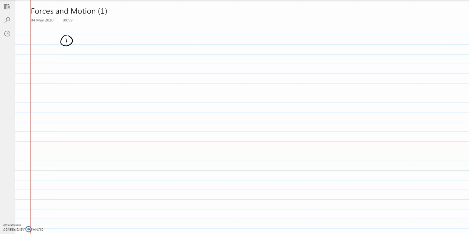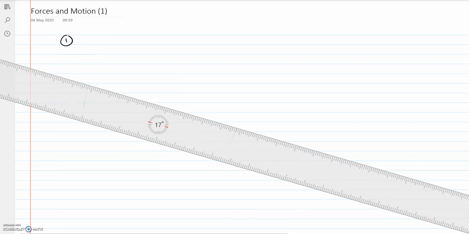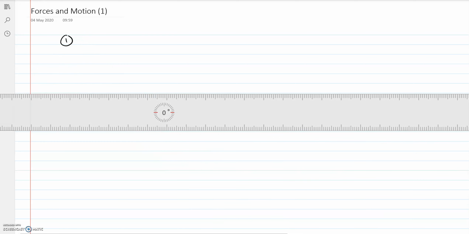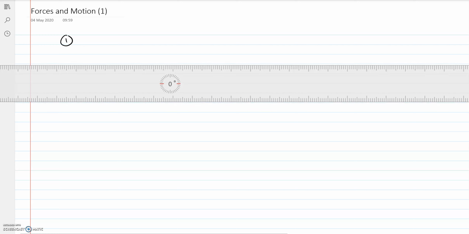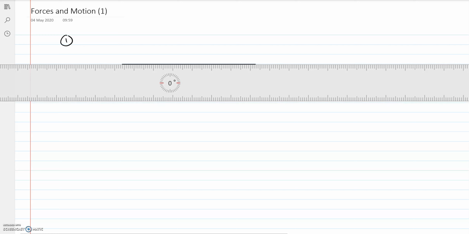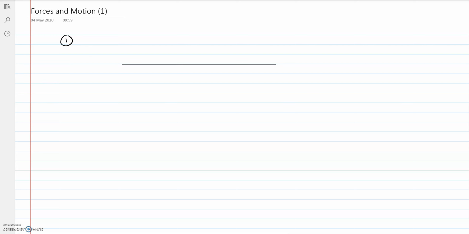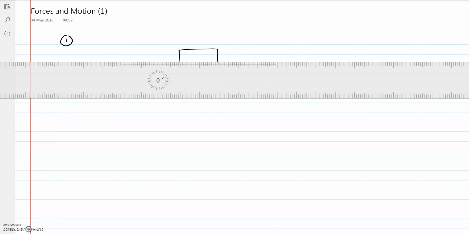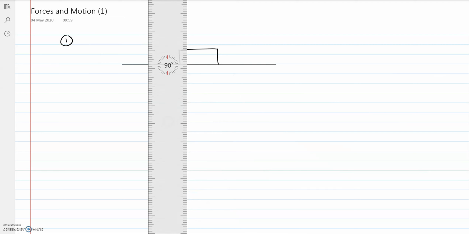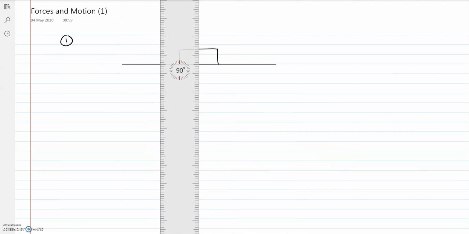So a block of weight W is being pulled to the right by a force P across a rough horizontal plane. Draw a force diagram to show all the forces acting on the block. So rough horizontal plane, the fact that it's rough means that there is friction. If it's smooth, then you ignore that there might be friction. So here's our block. It's got weight W, so the weight acts directly down through the center of the block. So our weight's going to go down here like this.